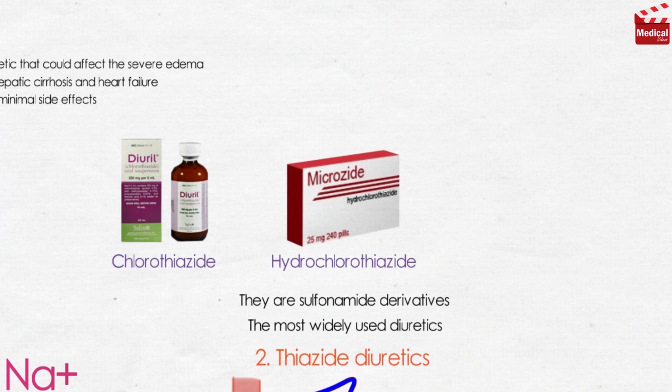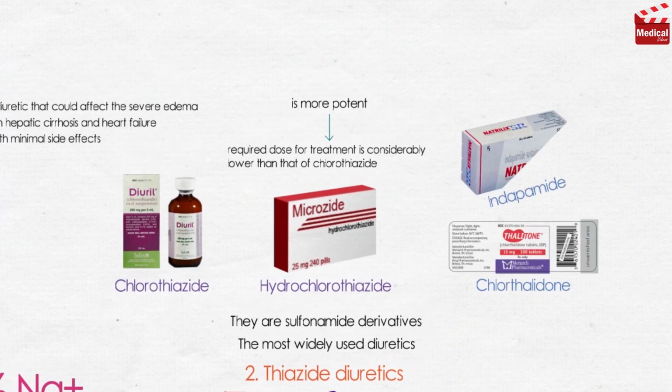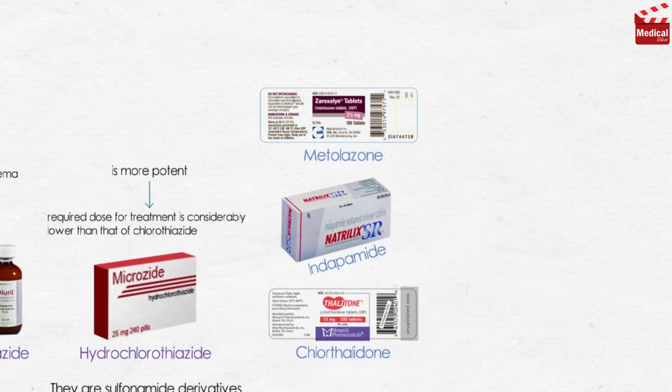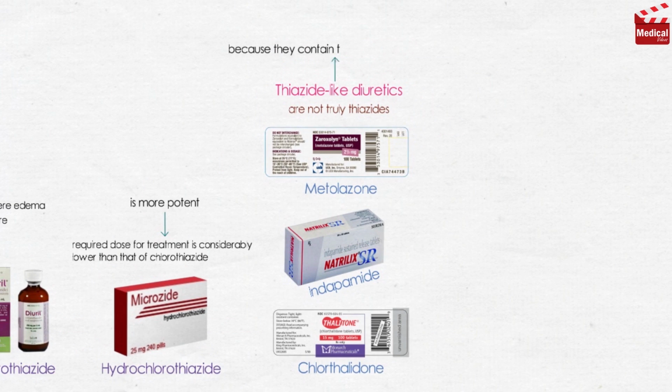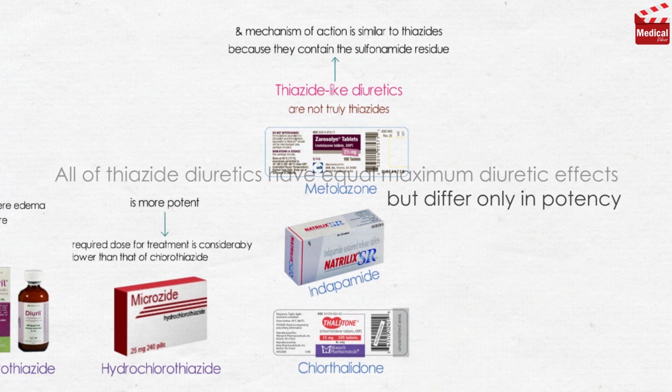Hydrochlorothiazide is more potent, so the required dose for treatment is lower than that of Chlorothiazide. Chlorthalidone, Indapamide, and Metolazone are not truly thiazides, but are referred to as thiazide-like diuretics, because they contain the sulfonamide residue in their chemical structures, and their mechanism of action is similar to thiazides. All thiazide diuretics have equal maximum diuretic effects, but differ only in potency.